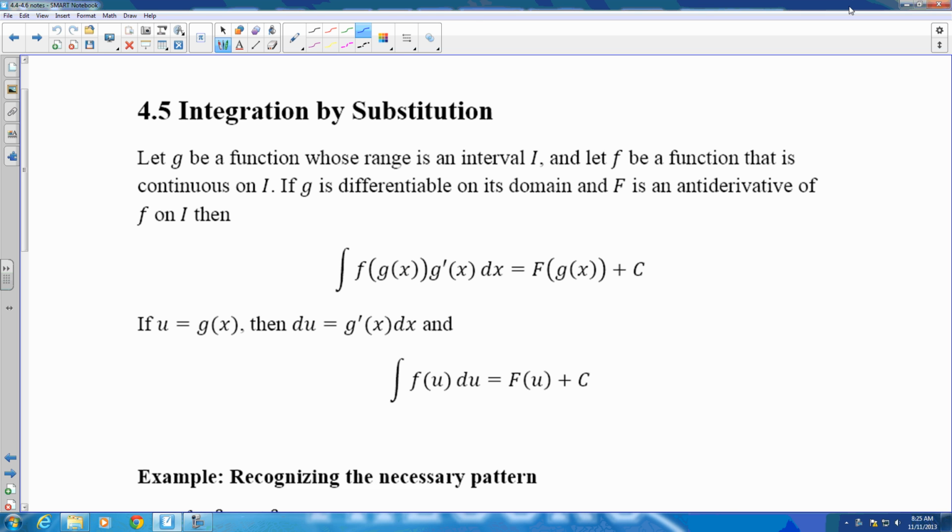So we have g, a function whose range is in the interval I, and let function f be continuous on I. If g is differentiable on its domain and f is the antiderivative, then to take the integral of a composition of functions times the derivative of g, as you can see that looks very similar to the chain rule, then all you have to do is take the antiderivative of the outside and then plus c. So in other terms, if we have u as our inner function, g of x, then to take the integral of f of u, we just take the integral of the outside function.